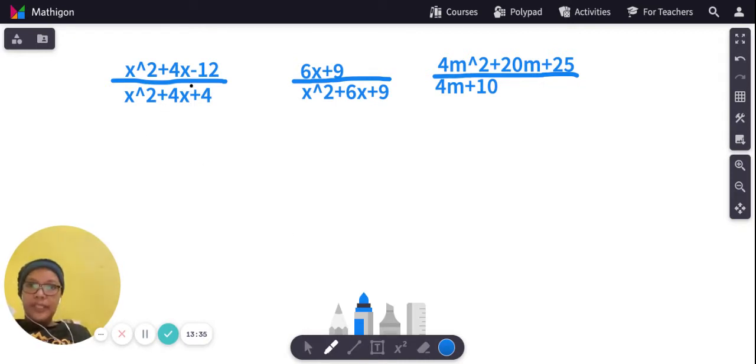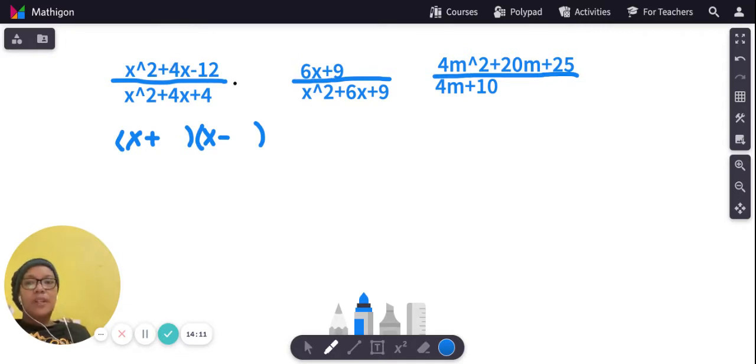X squared plus 4x minus 12, that is a difference. Therefore, sum and difference. So, x, just write it first. This is positive, I will take the positive first. I have already taught you this technique. So, this one is negative, because the middle term is different from the last term, and this is negative, that is sum and difference. Always remember that.